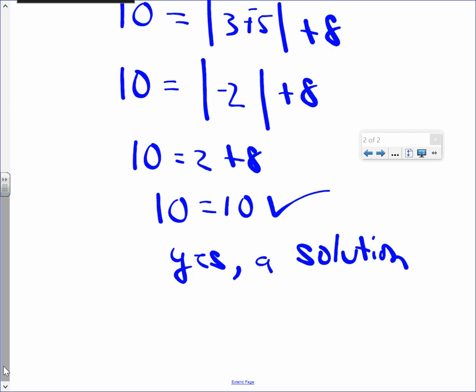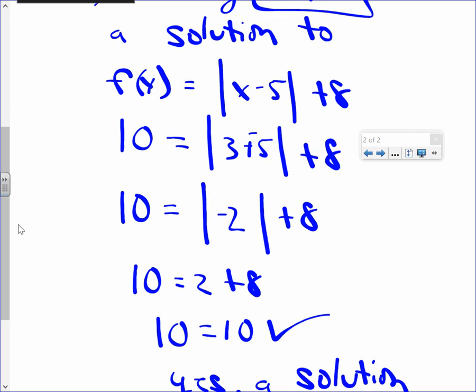Let's look at why. 3 plus negative 5 becomes negative 2. Anything inside absolute value symbol means the distance between it and 0. That's why it becomes positive. Just for now, just know that anything inside absolute value symbol becomes positive. Always. No matter what. If it's positive inside, it still becomes positive. If it's negative, it becomes positive.